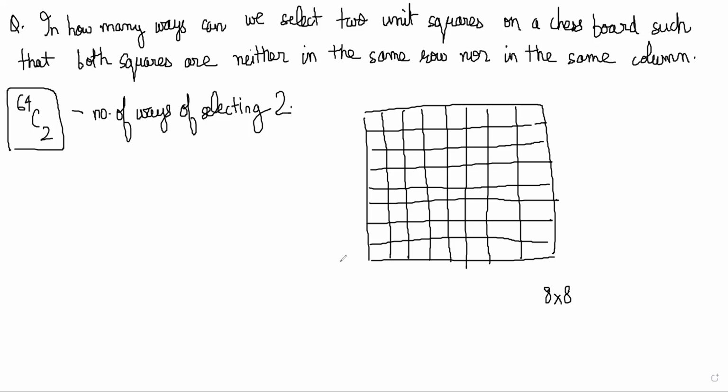Each square is different because you can label them as numbers. We can subtract the cases in which they are in the same row or same column from the total number of cases. That could be one way.